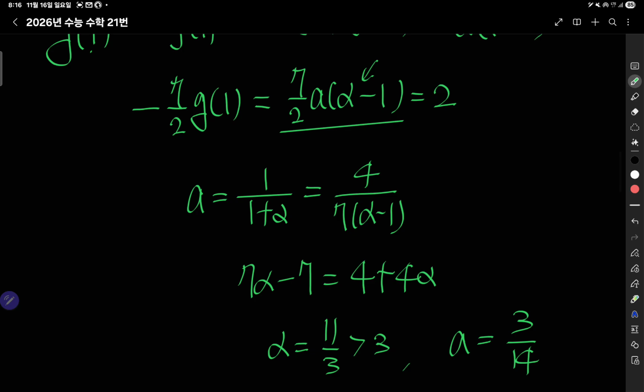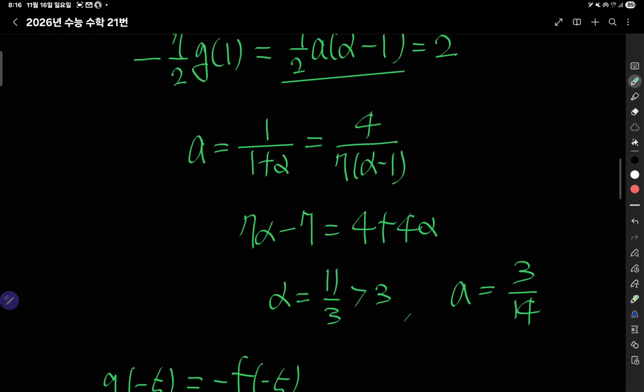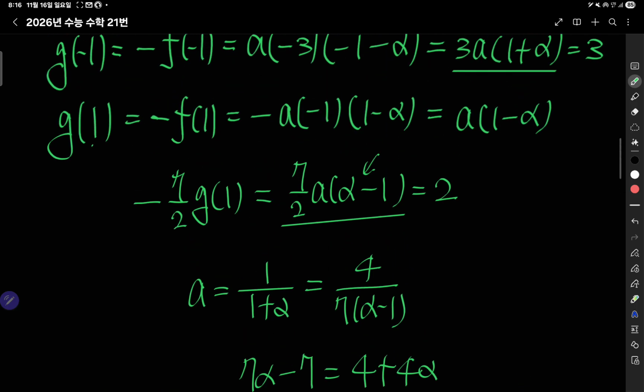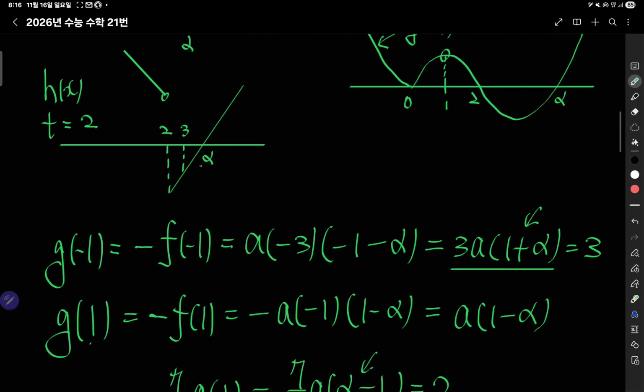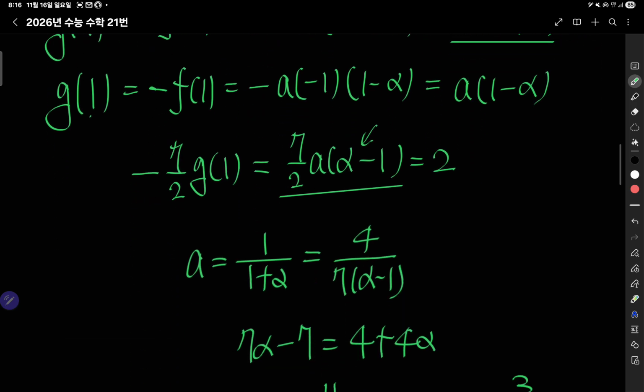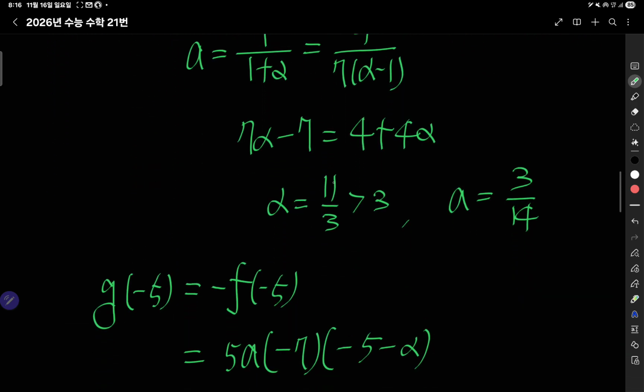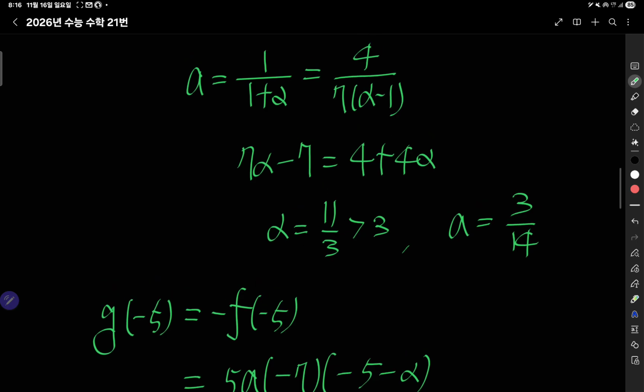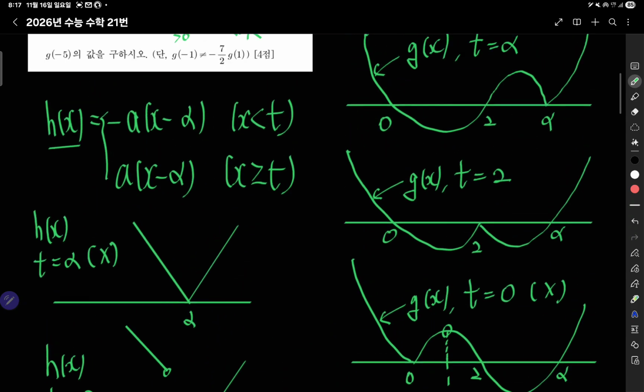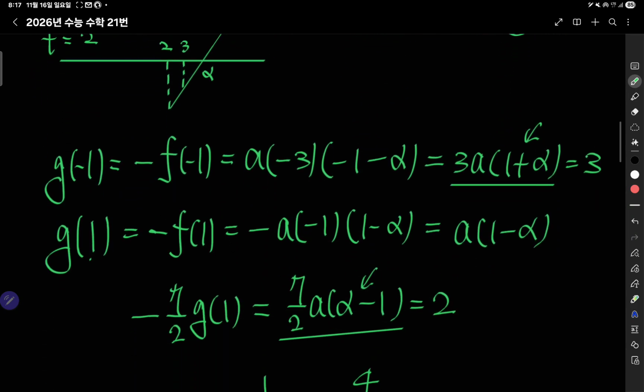And make the cross product. So if we solve this equation, the value of alpha is 11 over 3. And from this graph, alpha should be greater than 3. So that goes well with this value. And when alpha is 11 over 3, the value of a is 3 over 14. And that also matches the condition that the leading coefficient is positive.